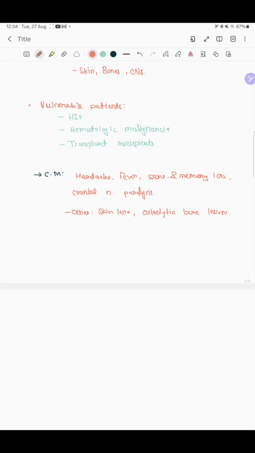Now just revise it from your textbooks in detail, because meningitis is a very important question for NEET PG as well as for your prof exams. So we're going to end the video here. In the next video we are going to be discussing the lab diagnosis of meningitis. So please see that video, because lab diagnosis is a very important part in microbiology.